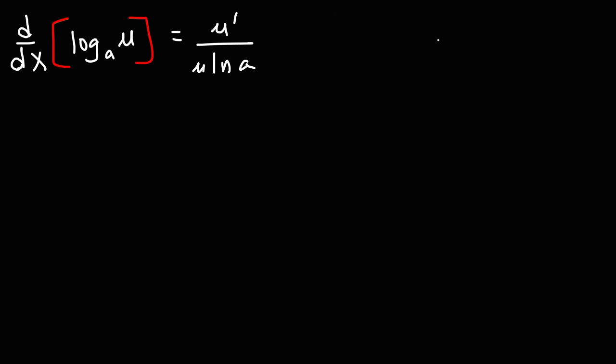So now that we've talked about how to find the derivative of a natural log function, let's talk about how we could find the derivative of a regular logarithmic function, such as log base a of u. This is going to be equal to u prime over u ln a. Now, I'm going to compare that to the derivative of the natural log of u, which we said is u prime over u.